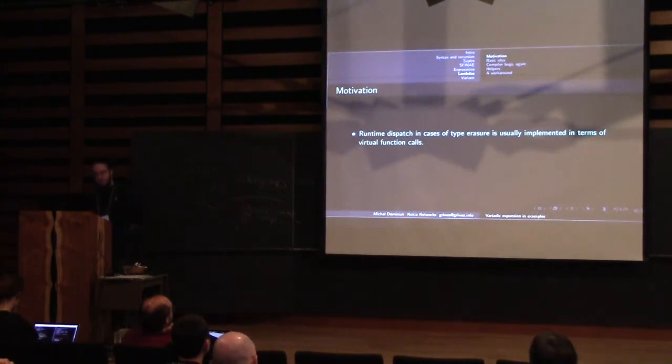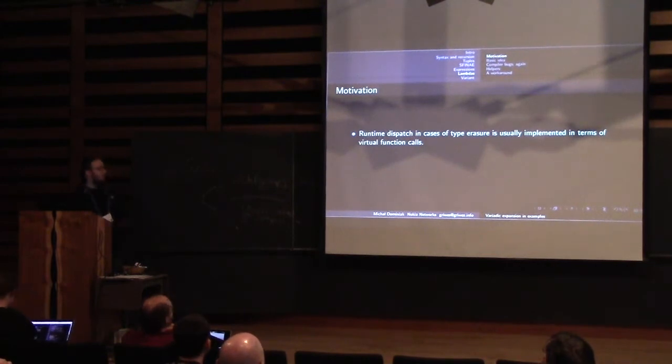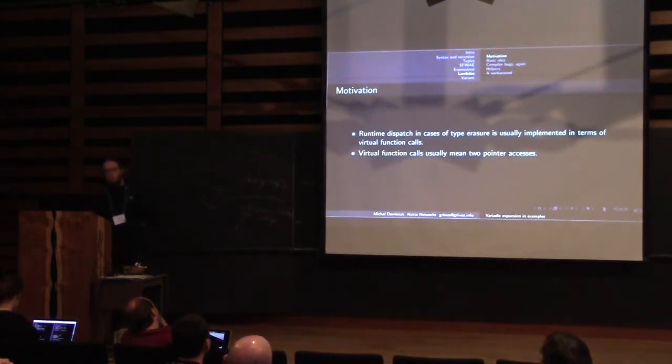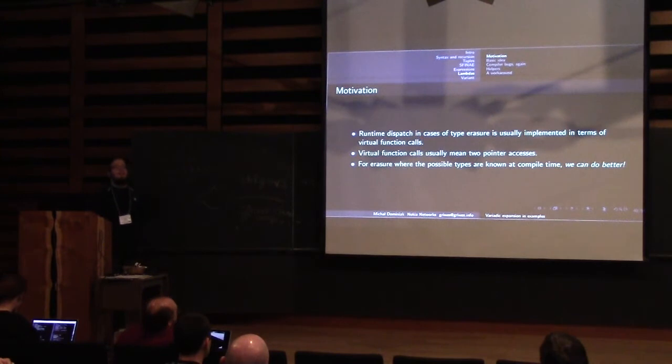So the use case is slowly drifting towards the last part of the talk, so a variant type that will be shown. So basically, we do not want to pay a virtual function call cost when we know all the types that can exist in a variant. That would not be good. So it basically means two pointer accesses. So you first have to fetch the vtable in most implementations, and then you have to fetch the function and then call it. So that's not very efficient. And when we know all the types that are involved, we can do better.